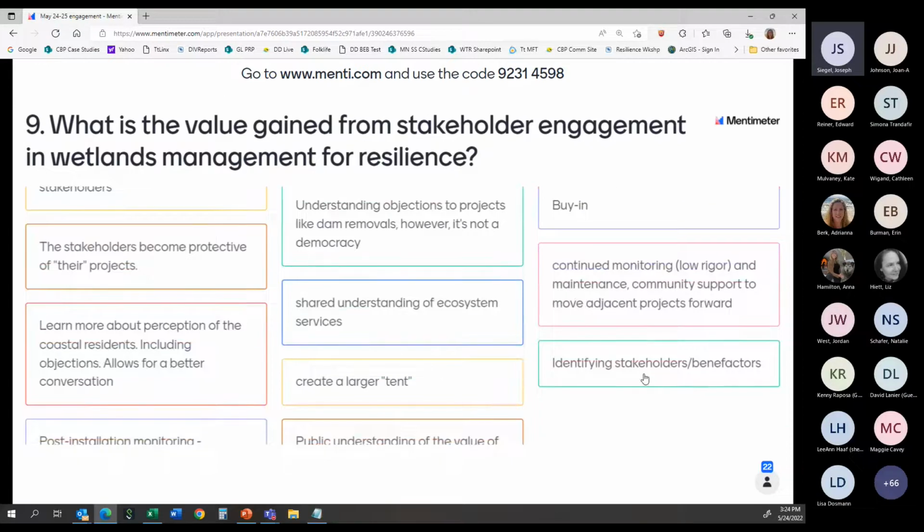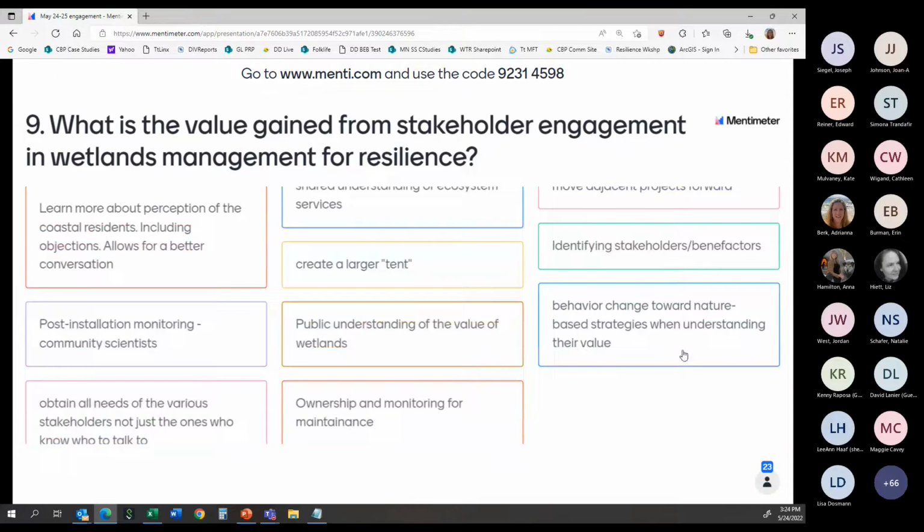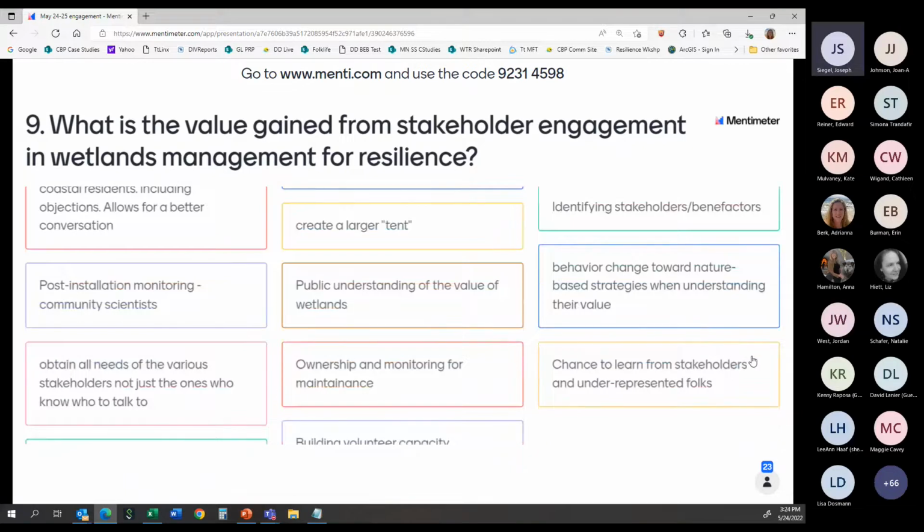What's gained from stakeholder engagement? I guess you identify the stakeholders and the benefactors, create a larger tent. Shared understanding of ecosystem services. Post-installation monitoring, community scientists. Public understanding of the value of wetlands. We've talked a lot about value. Our speakers did just a few minutes ago. Ownership and monitoring for maintenance. Chance to learn from our stakeholders and underrepresented folks.